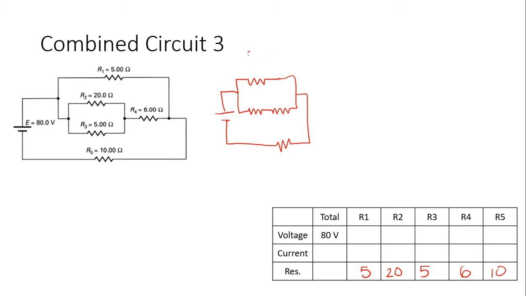For this one, the R2, 3 is going to be 20 times 5 divided by 20 plus 5, which is going to be 100 divided by 25, which equals 4. So now I have 4 here, I have 6 here, I still have 5 here. It's not super exciting to me right now, and I have 10 down here.